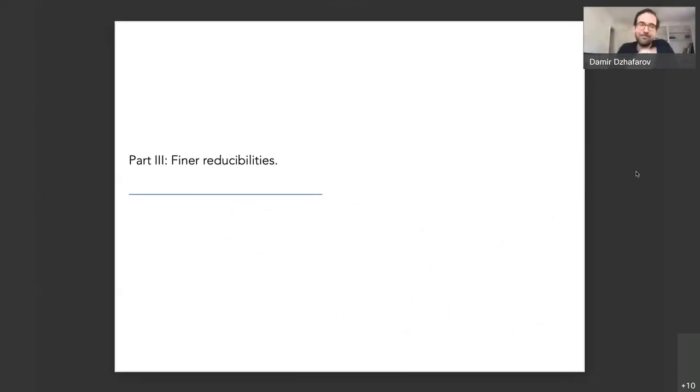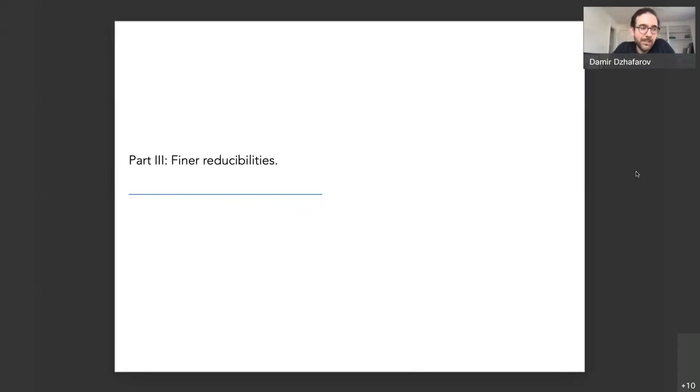So I hope, maybe there are some who have not seen reverse mathematics before. Hopefully that was useful. Now I want to talk about finer reducibilities. And again, I'll cycle back to Ramsey's theorem as a common example. And then in the last part, we'll talk about the actual problem that is the title of the talk, right?